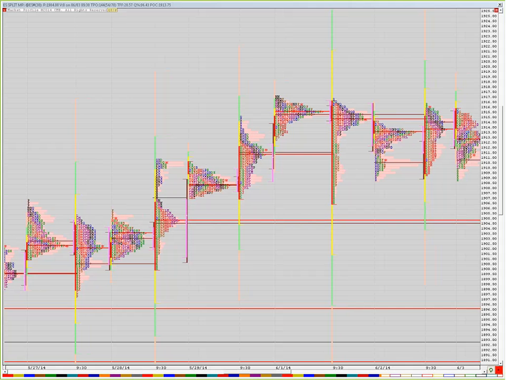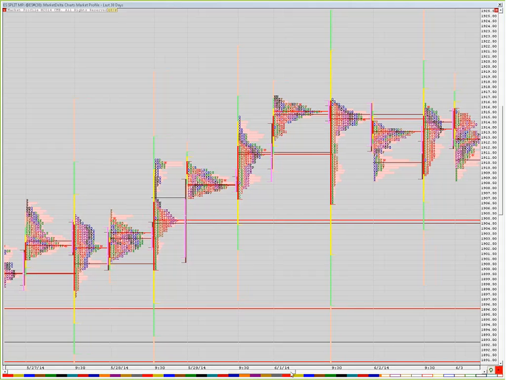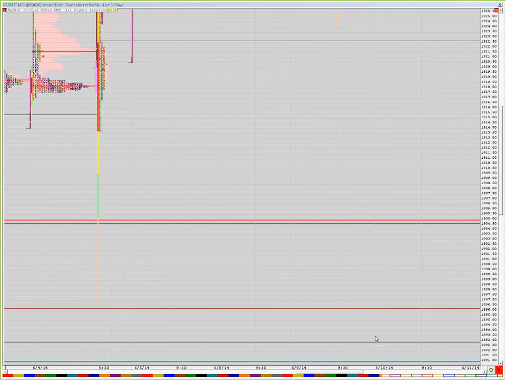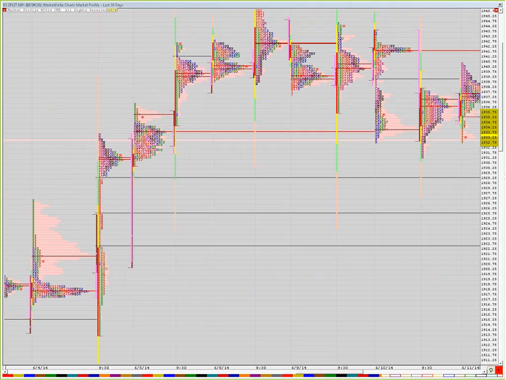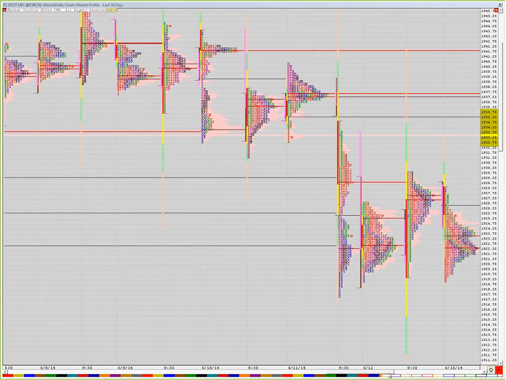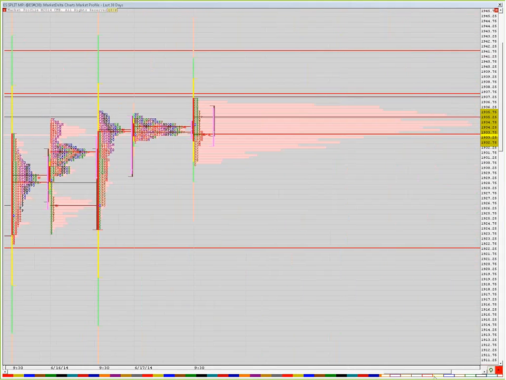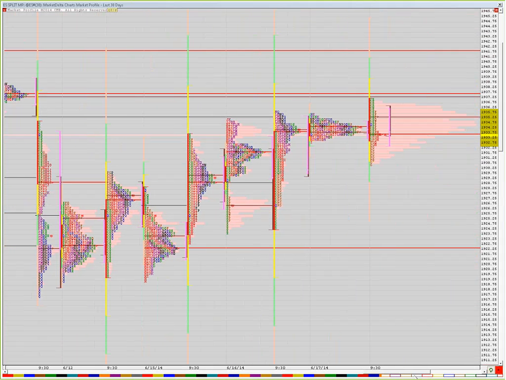Got a couple of naked POCs. Actually, you know what? Let me just take a look at that too. I failed to take a look at our bigger NPOCs below. Always important from both a time and volume standpoint. A lot of those show up as high and low volume nodes, but just as a point of reference here.